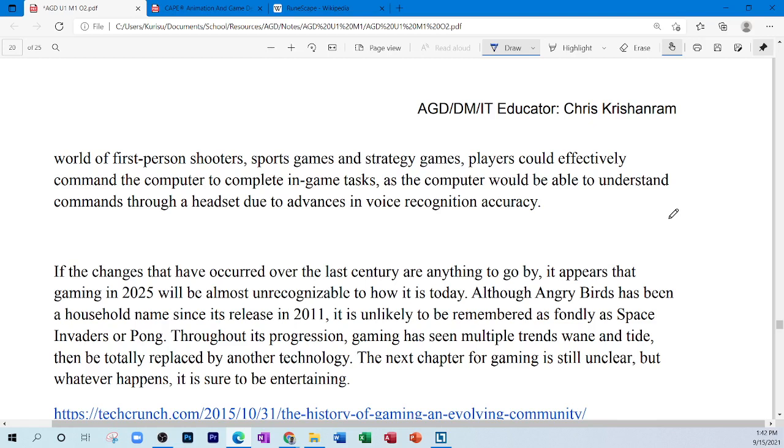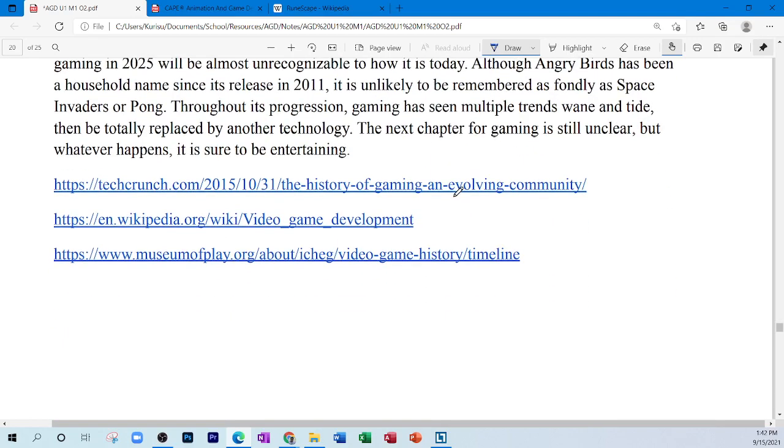Although Angry Birds has been a household name since its release in 2011, it is unlikely to be remembered as fondly as Space Invaders or Pong. Throughout its progression, gaming has seen multiple trends wane and thrive, then be totally replaced by another technology. The next chapter for gaming is still unclear, but whatever happens, it is sure to be entertaining.